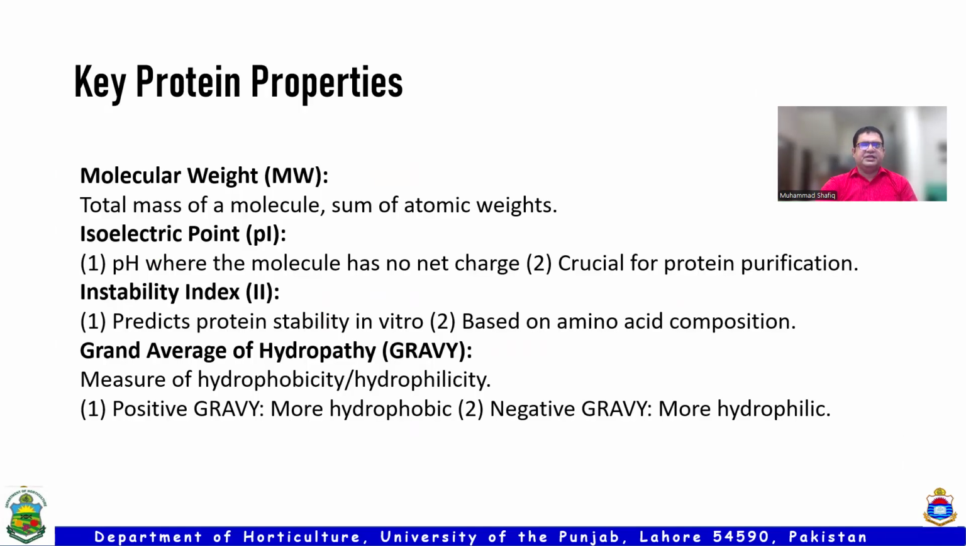So what are the key protein properties? The total mass of the molecule is known as the molecular weight. The pI, the pH where the molecule has no net charge, is very important for protein purification and also the functioning of the protein. The instability index predicts stability in vitro based on amino acid composition, and the grand average of hydropathicity, GRAVY, is a measure of hydrophobicity and hydrophilicity. A positive GRAVY means more hydrophobic and a negative GRAVY means more hydrophilic.